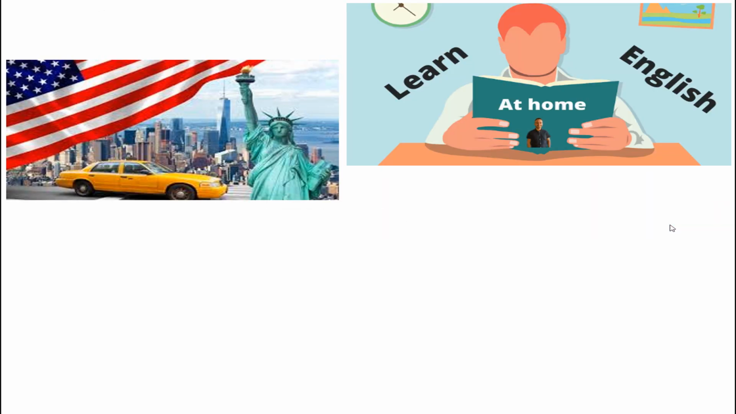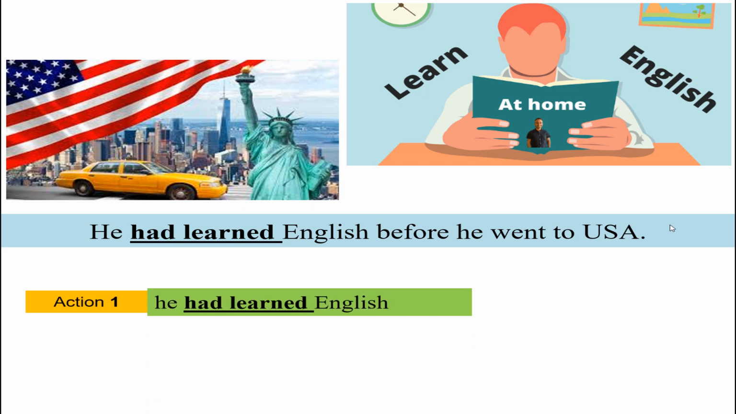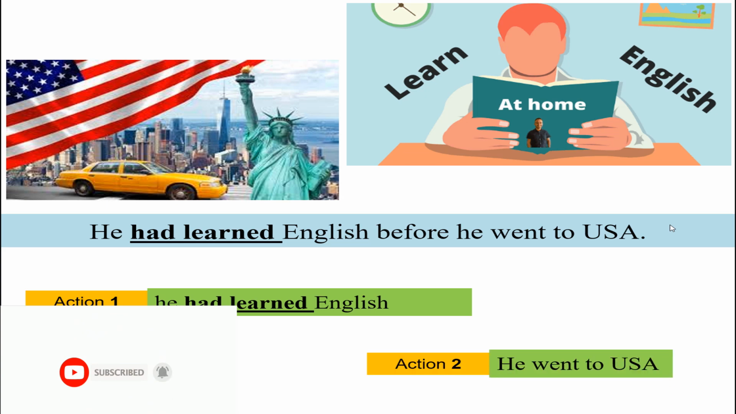Example 2. We have here two pictures as well. Let's read the example. He had learned English before he went to the USA. Which action is the first one? Yes, action 1, learning English. So he had learned English. Action 2, he went to the USA. So learning English happened first, then he went to the USA.